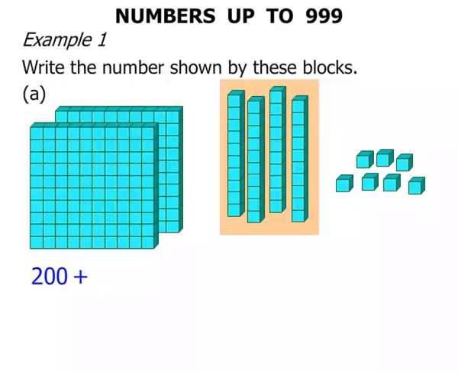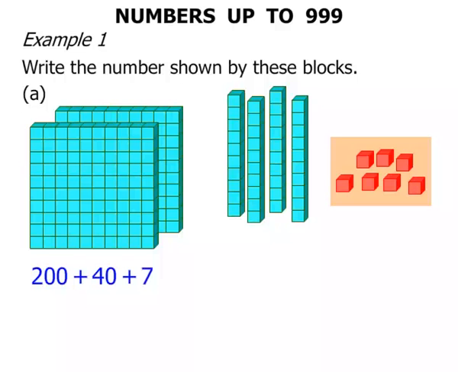Now the longs are worth 10 each, so let's count in tens. 10, 20, 30, 40. Let's write the 40 down. And then the shorts are just worth ones. 1 each. So counting in ones, 1, 2, 3, 4, 5, 6, 7. So let's write the 7 down. So what have we got then? We've got 200 plus 40, well that's 240, plus another 7 equals 247. Let's write our answer up there.